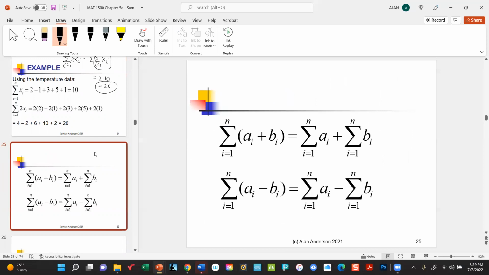Now here, these are pretty straightforward. If I'm trying to calculate the sum of a sum, then I can break it up into 2 separate sums. If I'm trying to calculate the sum of a difference, then I can break it up into the difference of those 2 sums. Just like with the integrals. Remember, the integrals are themselves just infinite sums. So anything that applies to the integrals has to apply here.